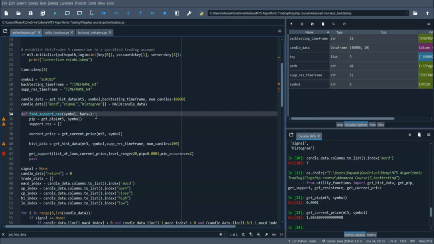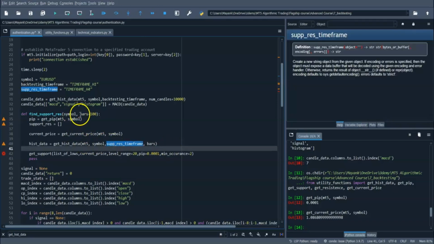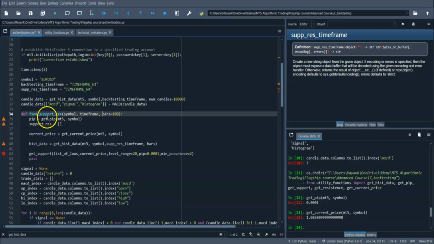So let me call it bars. By default 200 or 100, whatever. Let's go with 100. Just change it based on your requirement. If you want to assess the support and resistance over a higher number of candles, you can do that. And here let me call it bars. And let me also make time frame one of the arguments. When we are calling find support resistance, we will pass support resistance time frame as the value for time frame. And here let me keep things simple and call it time frame.